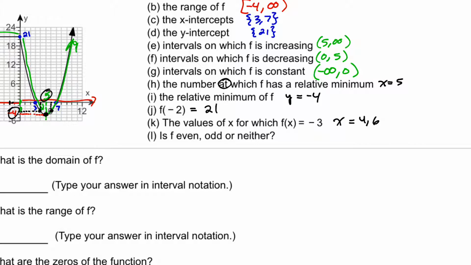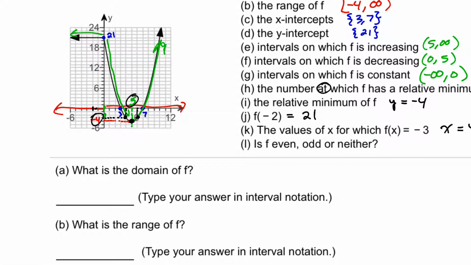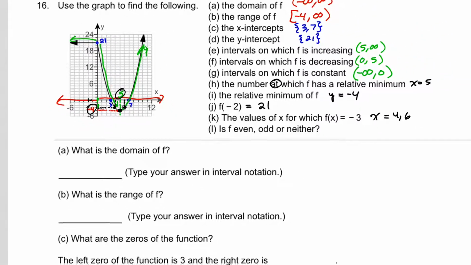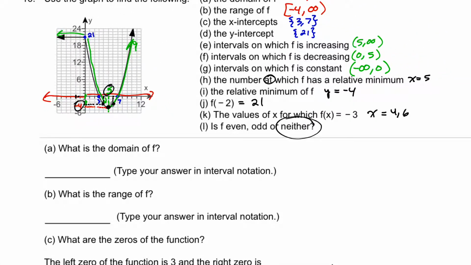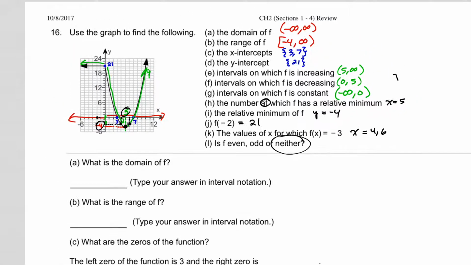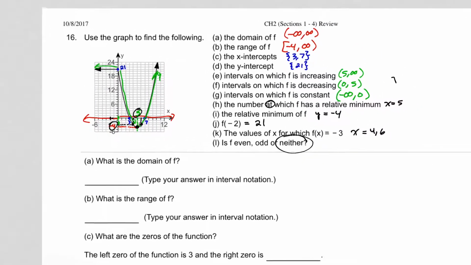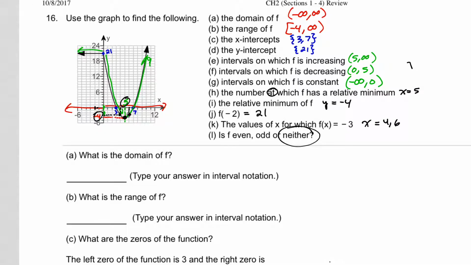And then, is f even, odd, or neither? And it's definitely not symmetrical to anything, so that would be neither. Okay, so this is all the questions that we can ask and analyze for a specific function like this one.